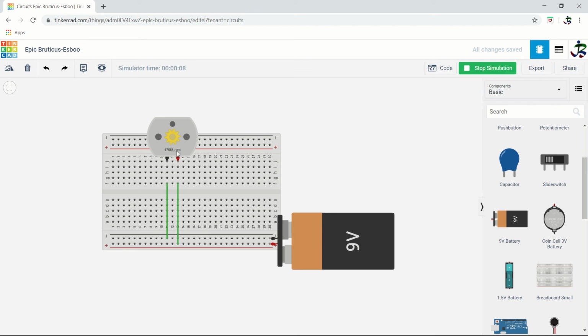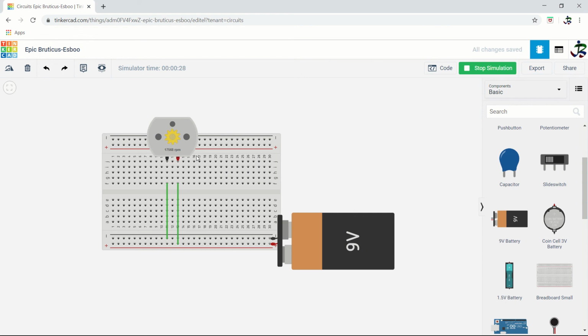Rpm is rotations per minute. In 1 minute, how many rotations does it take? That means the motor is rotating 17,568 rotations in 1 minute. That is the meaning of rpm. Rpm is rotations per minute.